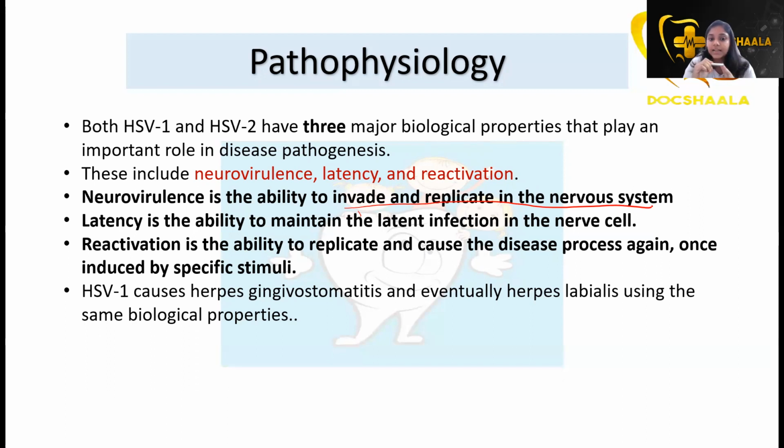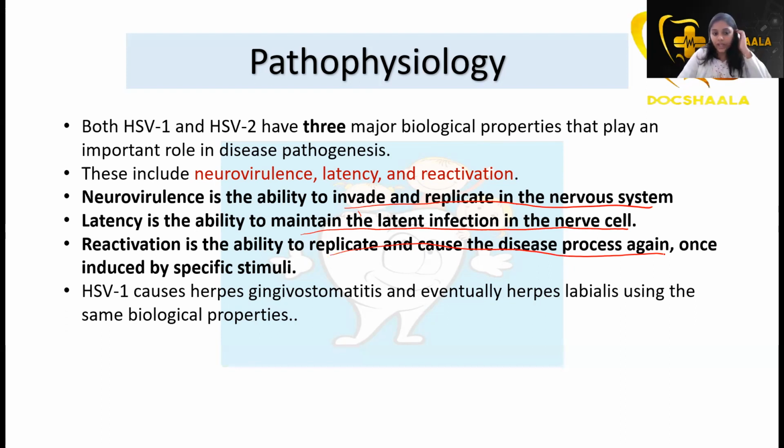Then latency. Latency is the ability to maintain the latent infection in the nerve cell. That is why it recurs and recurs throughout life. Then reactivation. Reactivation is the ability to replicate and cause the disease process again once induced by specific stimuli. It has to have some specific stimuli to become recurrent.